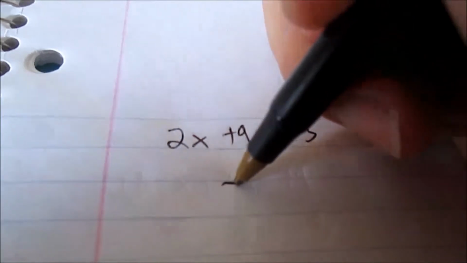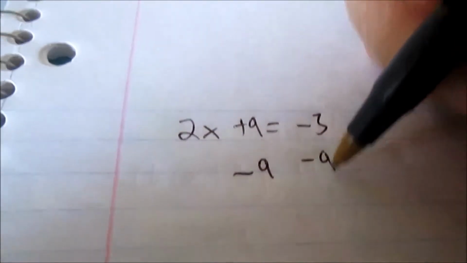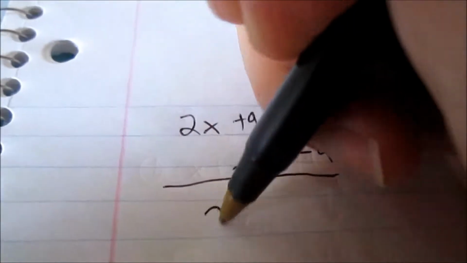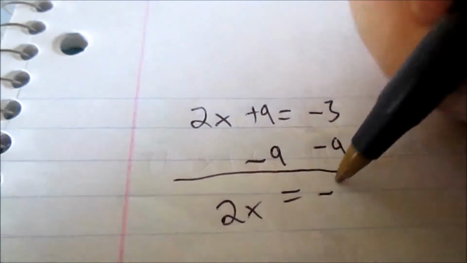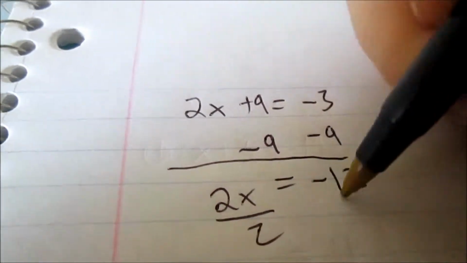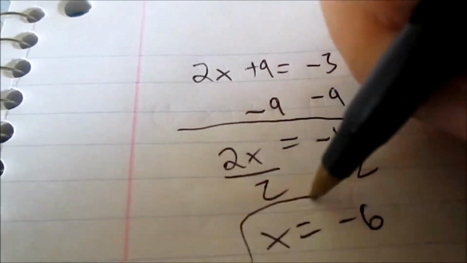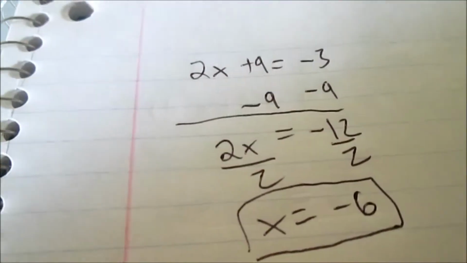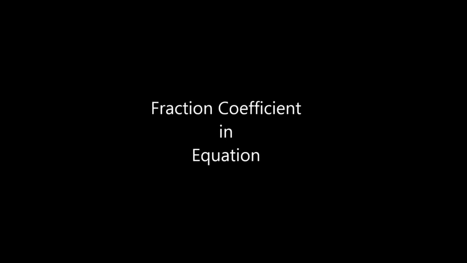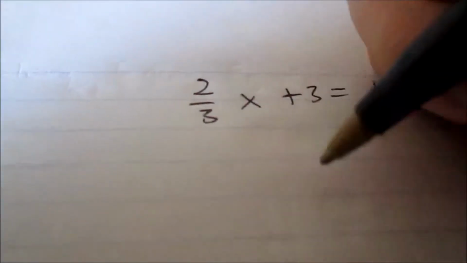Now I'm going to demonstrate different types of equations and how to solve them. This is a two-step equation. Since it's 2x plus 9, I do minus 9 on both sides. I'm trying to get x by itself. After I do minus 9 on both sides, I divide by 2, and I get x equals negative 6, that is.